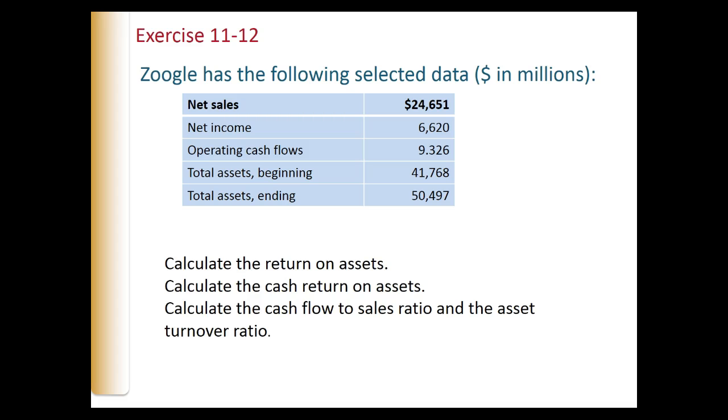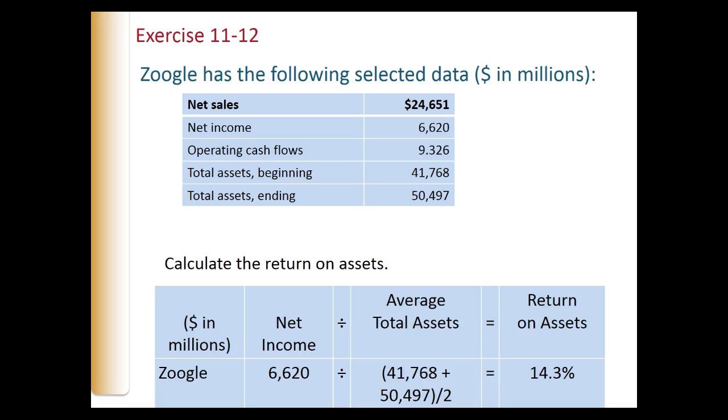Let's look at an exercise. 11-12. Zoogle has the following data. We show the net income, the operating cash flows, the beginning assets, and the ending assets. So our job is to calculate the return on assets, the cash return on assets, and the cash flow to sales ratio and the asset turnover ratio of Zoogle.